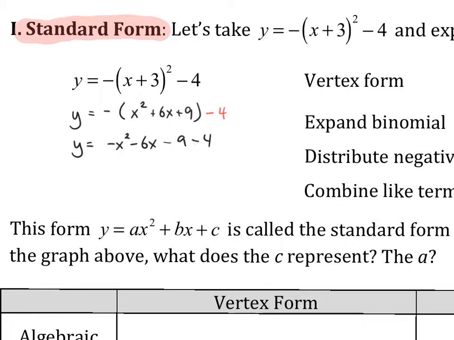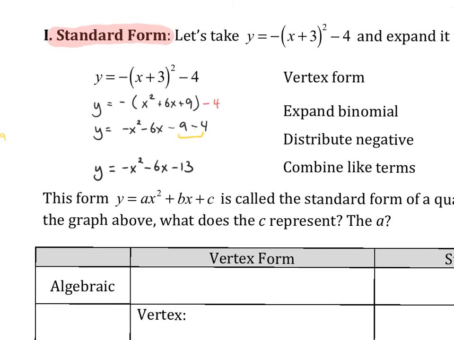Let's now combine our like terms. These two puppies are like terms. So y equals, let me clean that up, equals -x squared minus 6x minus 13 there. And this here is called standard form because there's no parentheses. Everything's on one side, and the exponents are decreasing. The exponent is here 2, exponent here is 1. Here there is no exponent because there's no variable. So that's what makes standard form, like so.